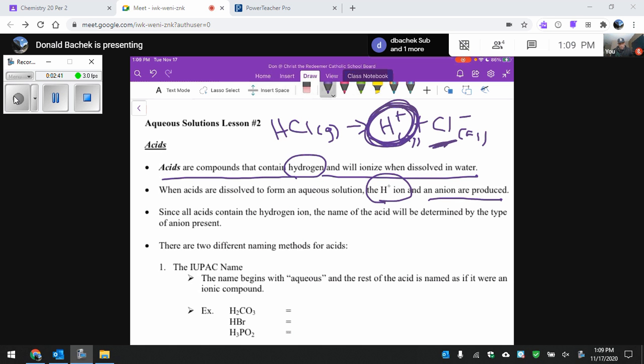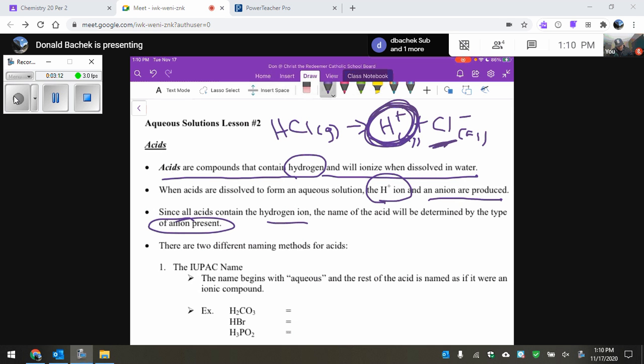Since all acids contain the hydrogen ion, the name of the acid is determined by the anion present quite often. There's two different ways to name acids. One is called IUPAC, which stands for International Union of Pure and Applied Chemistry, which is basically a convention. So it says here we're going to name the acid as an ionic compound, because really that's what happens when we put it into water. We get an ionic compound, we get ions. And we're going to name it like that, and we're going to put the word aqueous in front.